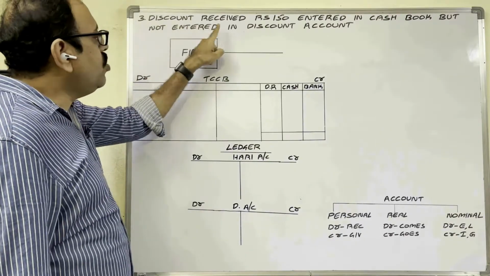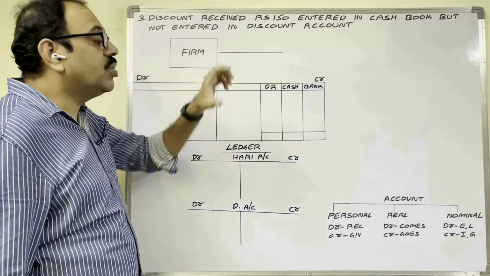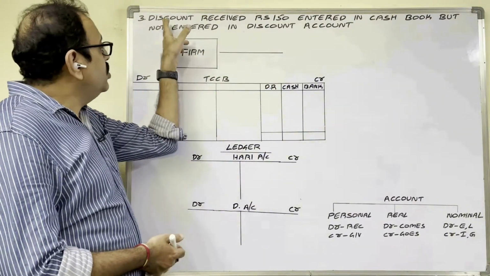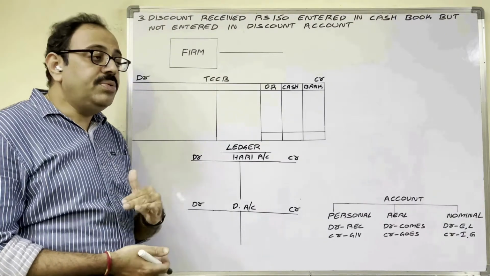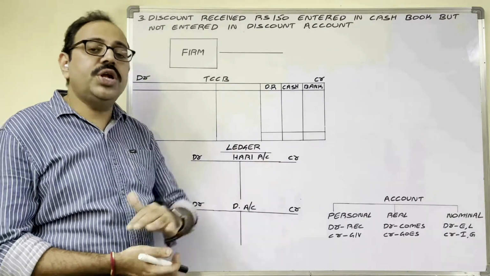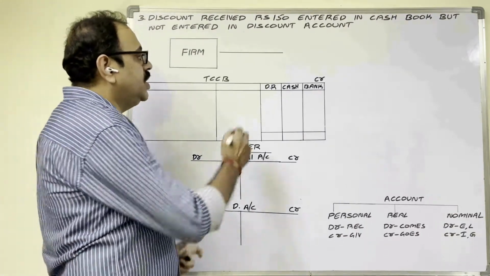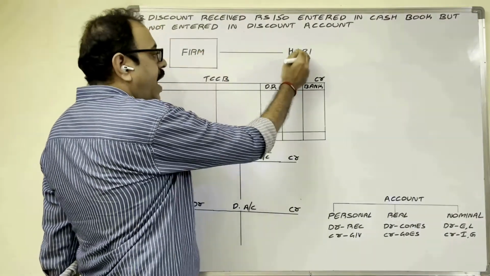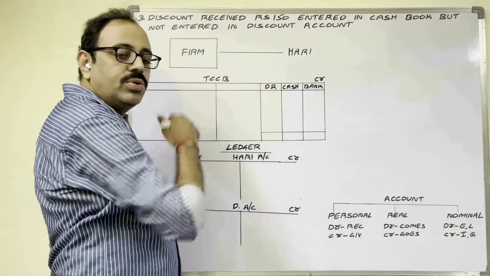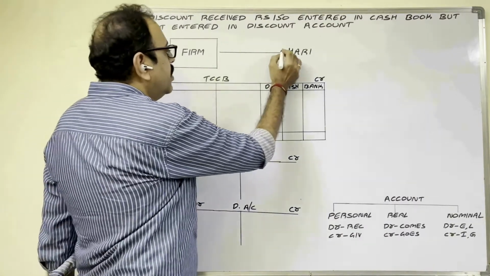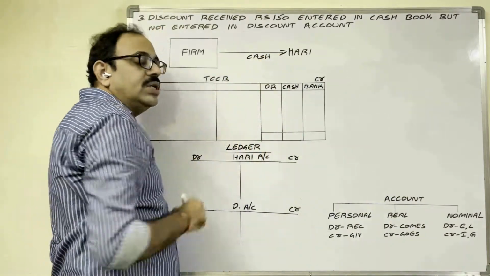Third one, discount received from 150 entered in cash book but not entered in discount account. Question is, why firm is receiving discount? Because firm paid money to creditor before the due date. Creditor name is not given in the question. Take one imaginary name, Hari. Firm paid cash to Hari before the due date. So Hari is giving discount to us. From the firm, cash is going. To the firm, discount is coming.